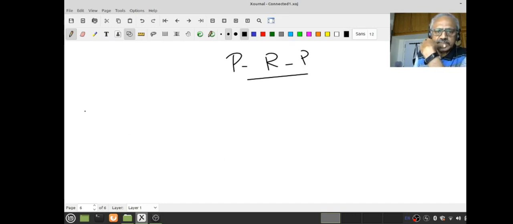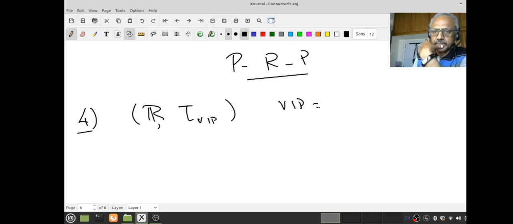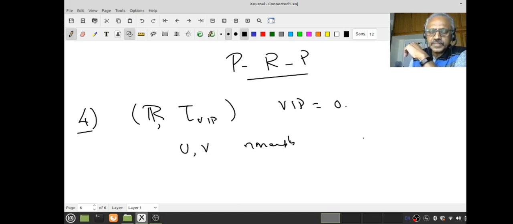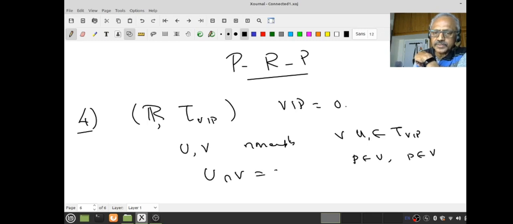Now let's look at the next example. R with the VIP topology. As usual, the VIP is 0. Now notice that you give me any two open sets U and V, so they are non-empty, right? Then since U belongs to the VIP topology and V belongs to the VIP topology, P is always in U, P is always in V, therefore U intersection V is not empty. Therefore what is the conclusion? R with the VIP topology is connected.